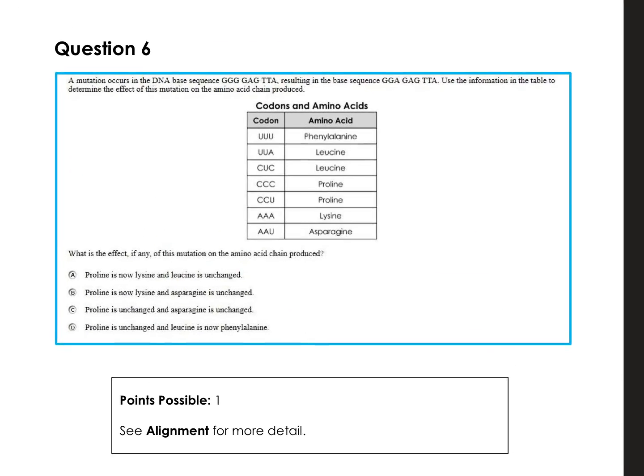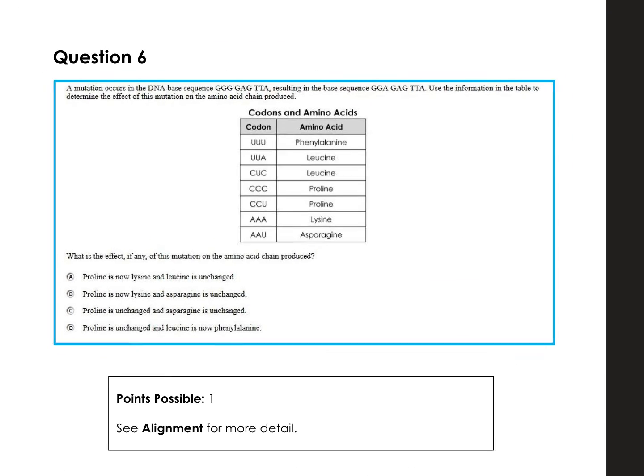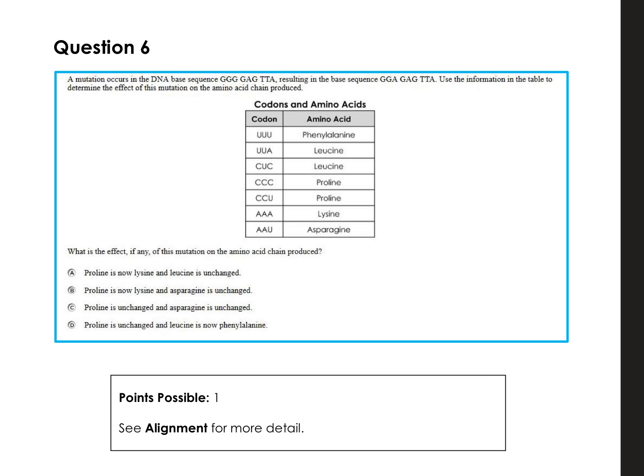Okay, so let's take it. A mutation occurs in the DNA base sequence. So you get GGG, GAG, TTA, resulting in this base sequence. So what's the mutation? Let's take a look at it. Where did it mutate? It's GGG. So this last G went to an A, right? That's a mutation. This A is different. GAG is the same. TTA is the same. So we changed this piece of the DNA.